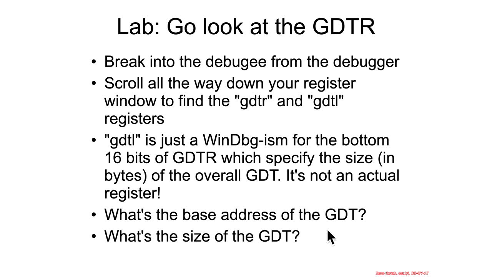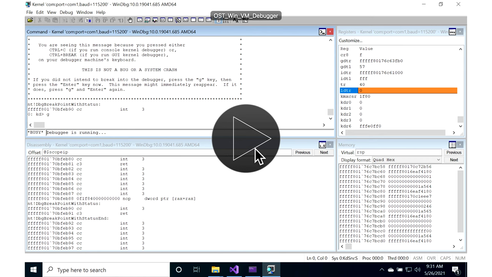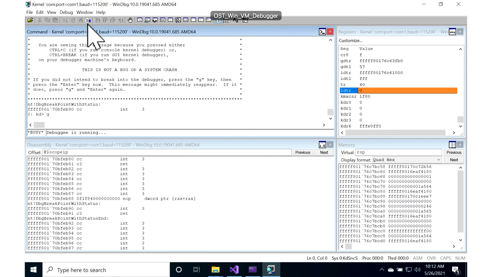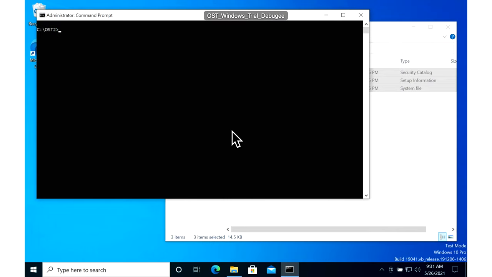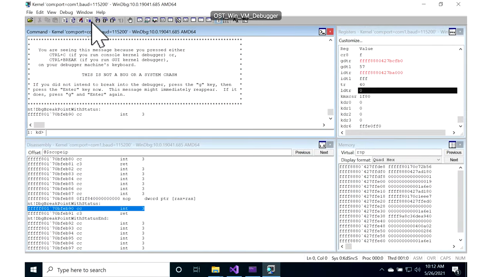Let's figure out what the base address of the GDT is and what the size of the GDT is based on this register. So I'm going to go into my debugger and I break into the kernel. Oops, got to wake up my VM as well. So I wake up my VM, break into the debugger.